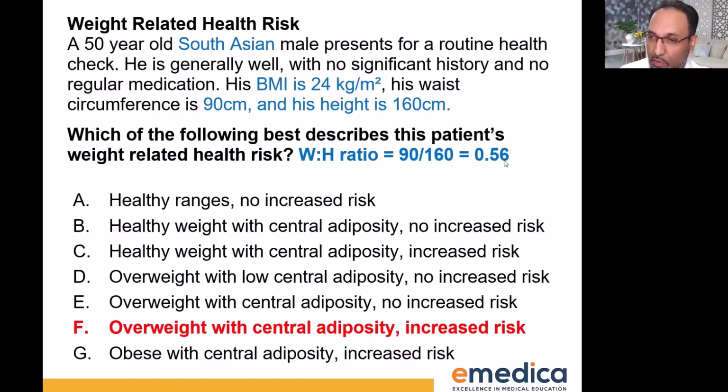They have got central adiposity because this is raised, okay? It's above 0.5, but it's not 0.6. So they have got increased risk. That's why the correct answer is F. It's a very high challenge question.